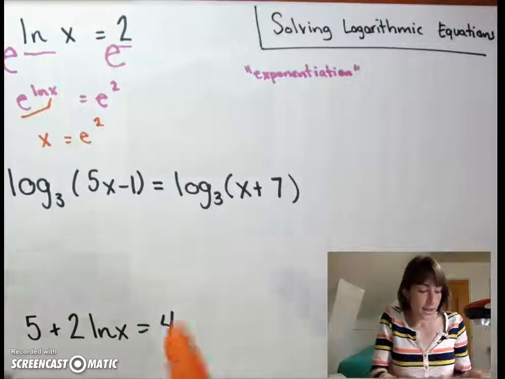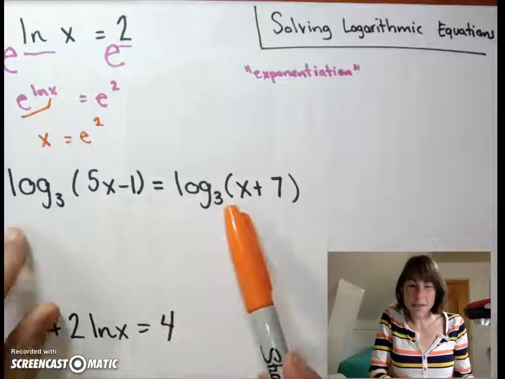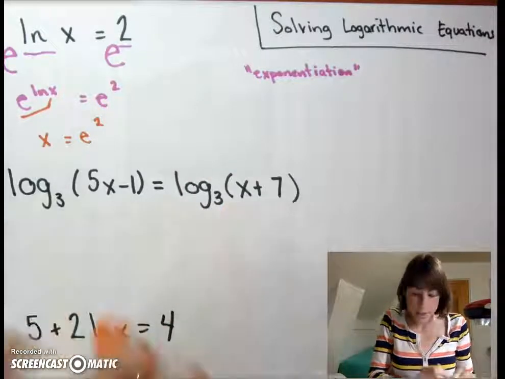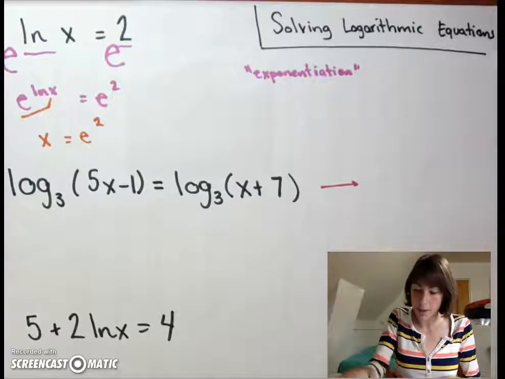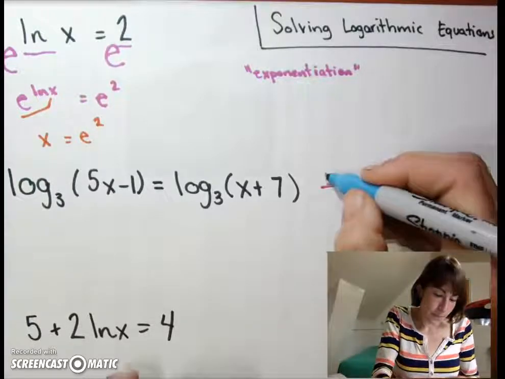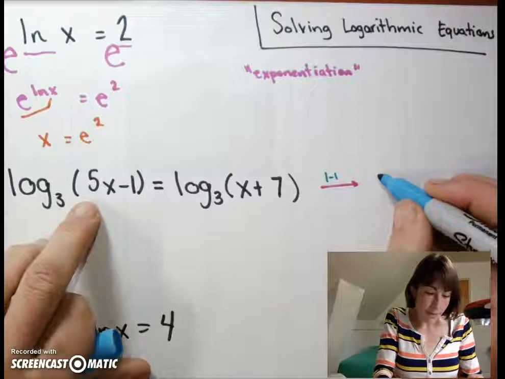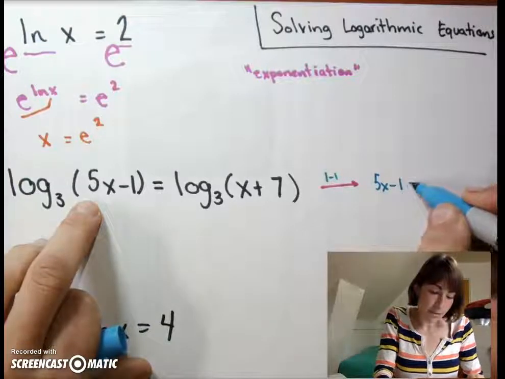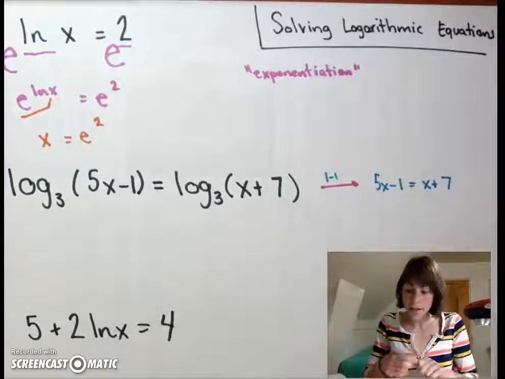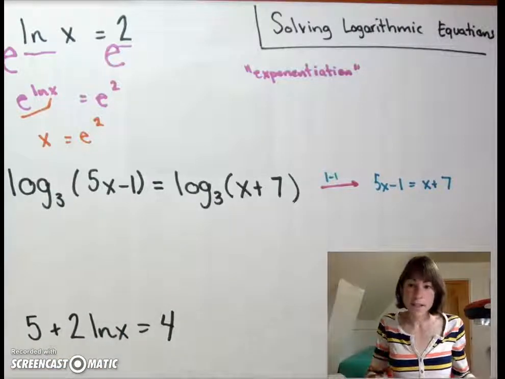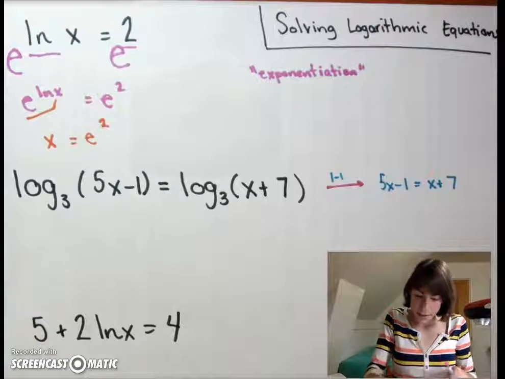So we can do the same process in this next example. In the next example, we could just apply the one-to-one property, and that would say that 5x minus 1 equals x plus 7, and solve from there. But for the practice, let's use exponentiation.